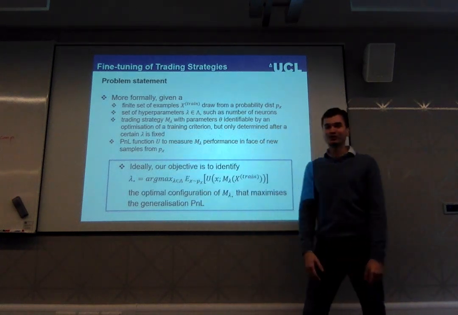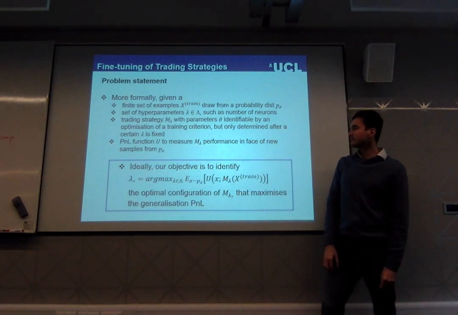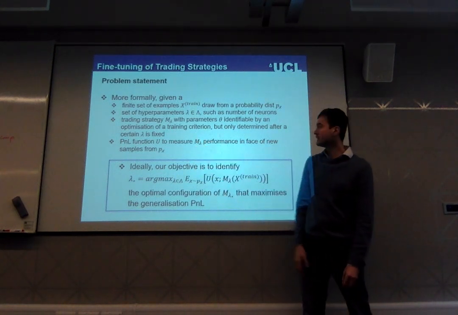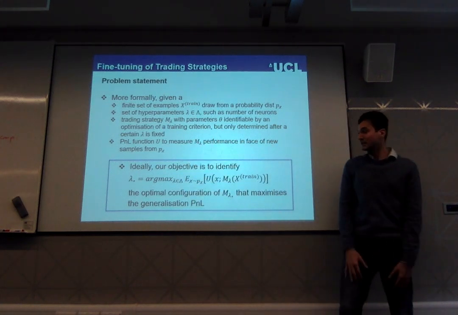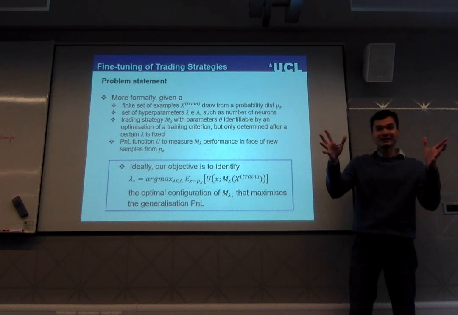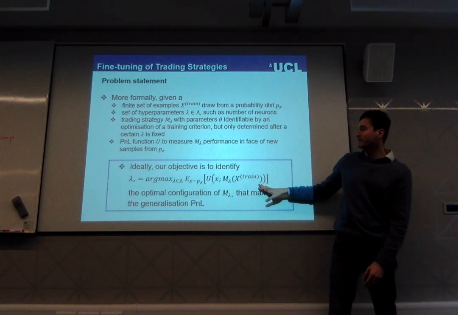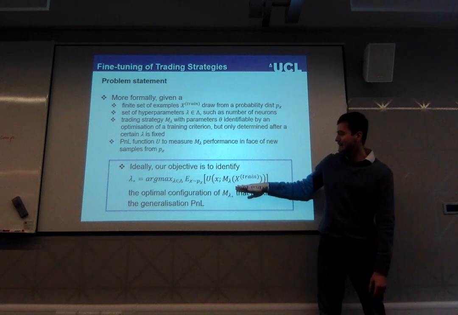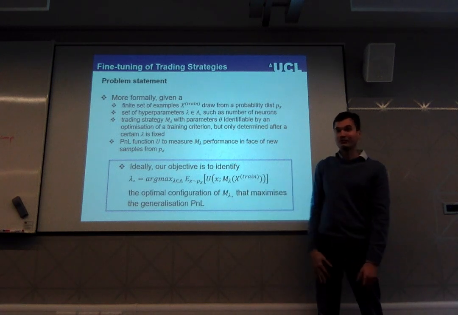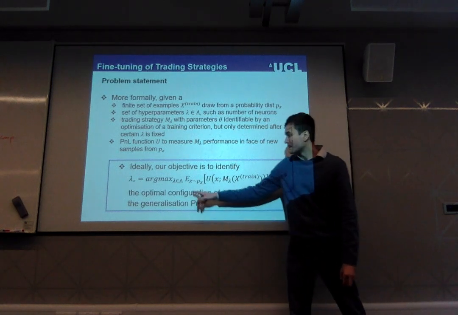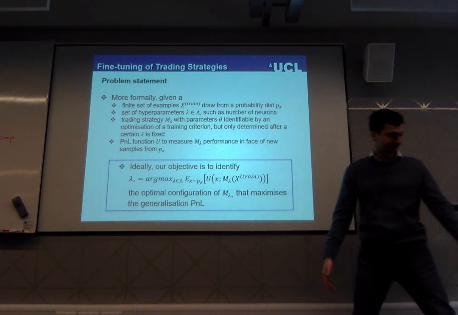And you have this P&L function, or utility function U, to measure the performance of your trading strategy in the face of new samples. Then our objective, ideally, is to do this optimization: you want to maximize the expected utility, or the expected P&L, of your trading strategy, given the set of hyperparameters that you have.